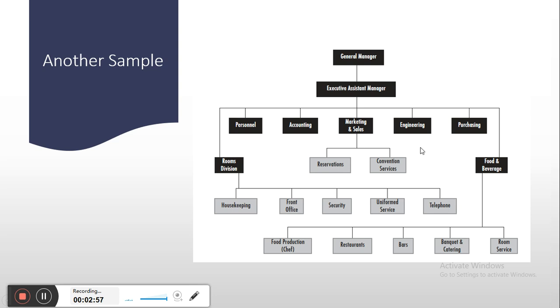Some hotels can have it separately, and there are no other departments like spa and other things, which are part of the rooms division, and some hotels may have more than that in front office. They have like room service, they have bars, banquet. So it all depends on the individual particular organization or setup of the hotel.